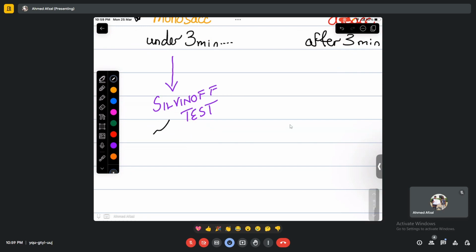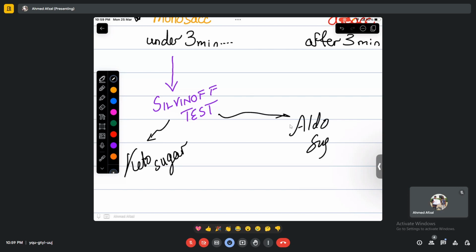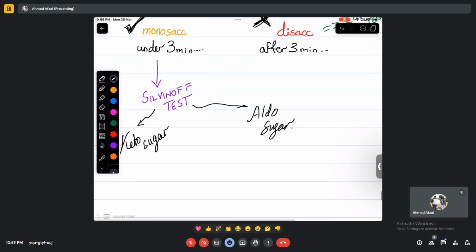Example of a ketose sugar would be a fructose. If within 30 seconds the color did not change, that means the solution contains aldose sugar. An example of that would be a glucose. A keto sugar example would be a fructose.